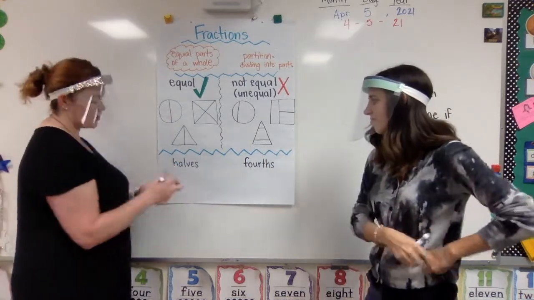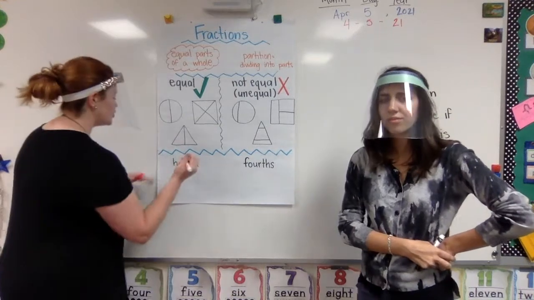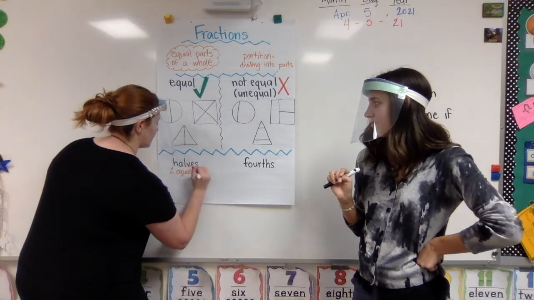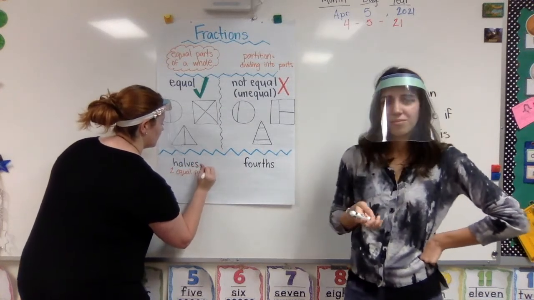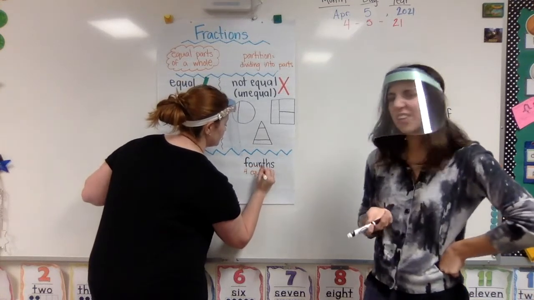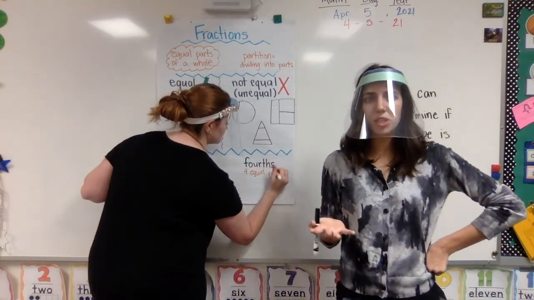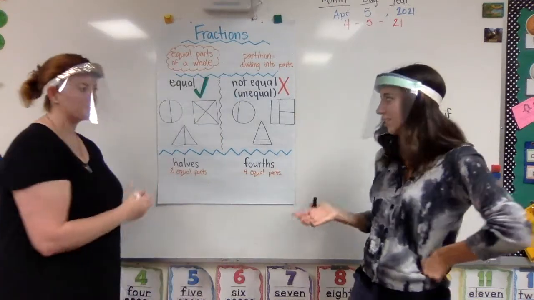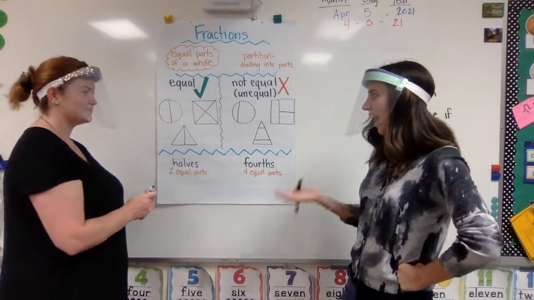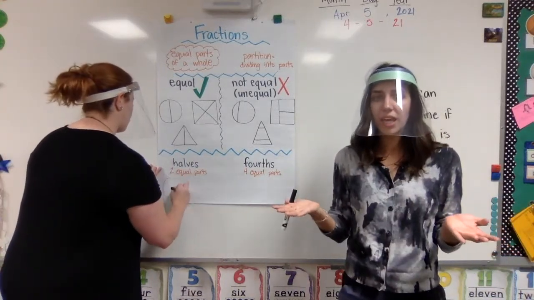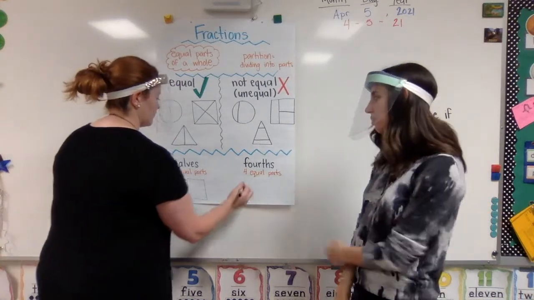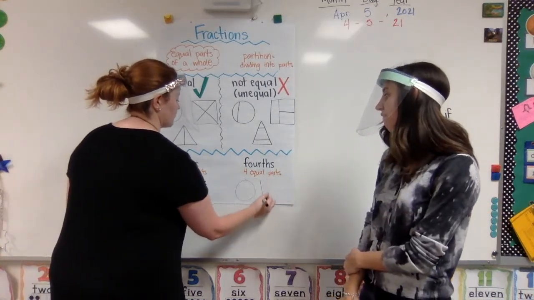So I'm going to make a little note right here that halves are 2 equal parts, and fourths are 4 equal parts. That's right. You can kind of hear how many parts you should be dividing it into based off of the title. So fourths, I hear 4 inside of that word. And halves, well, I know half of something means that you cut it right down the middle and then you have 2 sides. So halves would be 2 and fourths would be 4.